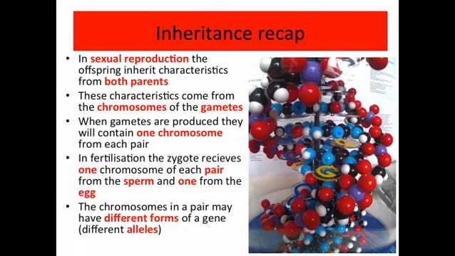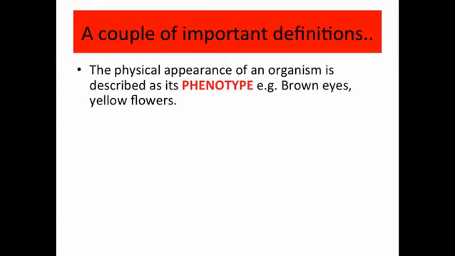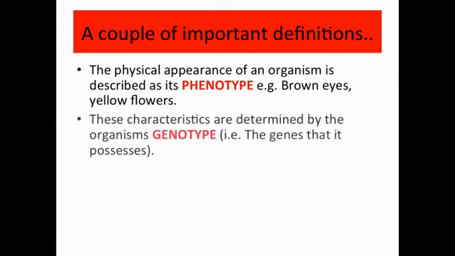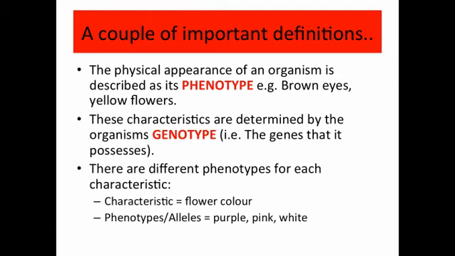The chromosomes in a pair may have different forms of the gene. These different forms are called alleles. So before we get started, you need to know a couple of important definitions. The physical appearance of an organism is described as its phenotype. For example, brown eyes, yellow flowers, black hair. These characteristics are determined by the organism's genotype, the genes that it has. There can be a few different phenotypes for each characteristic. For example, flower colour. The phenotypes or alleles could be purple, pink, or white.